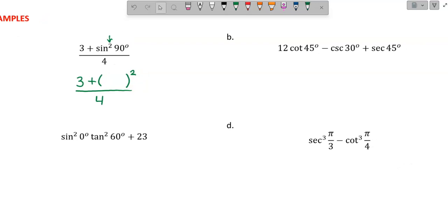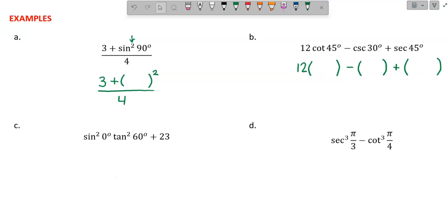Even for letter B, we're going to do A and B sort of together. I would do the same thing. 12 times we'll evaluate cotangent of 45, minus we'll evaluate cosecant of 30, plus, and then we would evaluate secant of 45. I like to build these in just so that I can take care of my trig thinking first and then worry about the order of operations next.